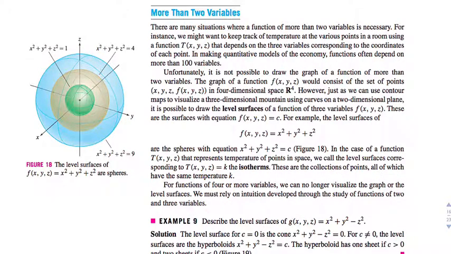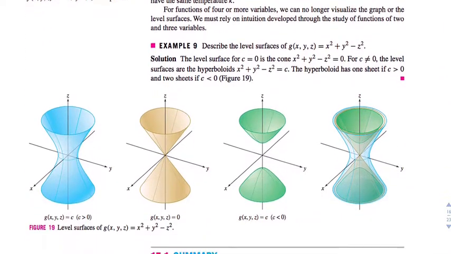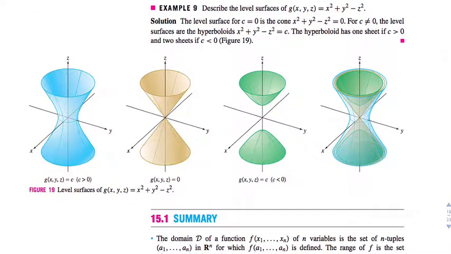For functions of 4 or more variables, we can no longer visualize the graph of the level surfaces. We must rely on intuition developed through the study of functions of 2 and 3 variables. So, beyond 3 variables, we really can't draw the images.